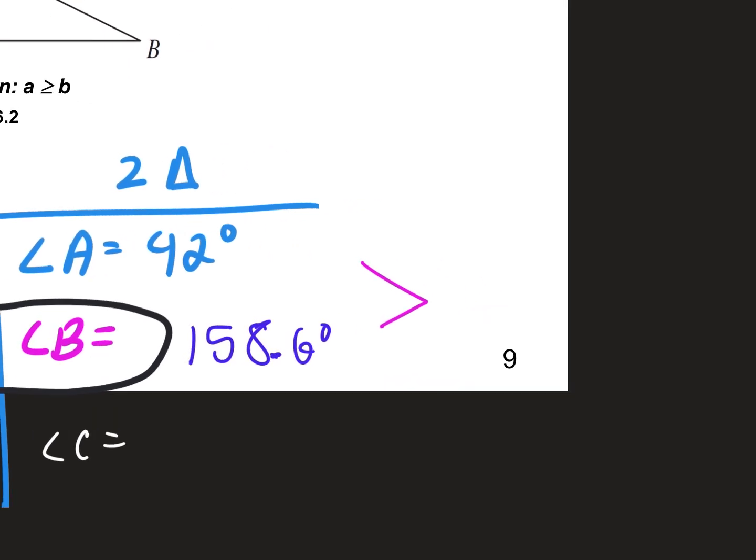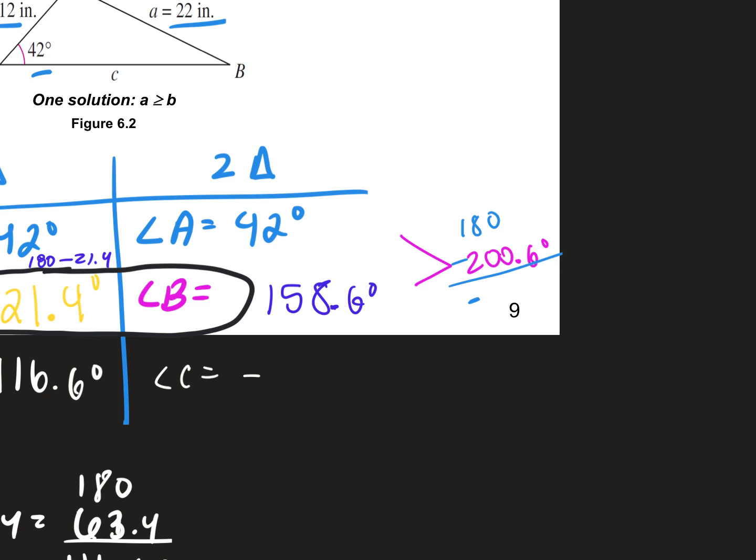So what's 42 plus 158.6? 200.6, okay? So guys, if I said 180 minus that, what do I get? I get a negative, right? Yes or no? Can you have a negative angle measure? No. So what do you think that's telling you? You don't have a second triangle.